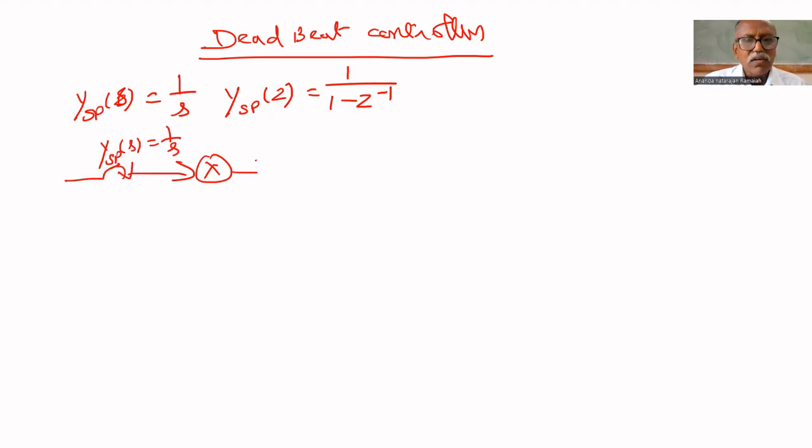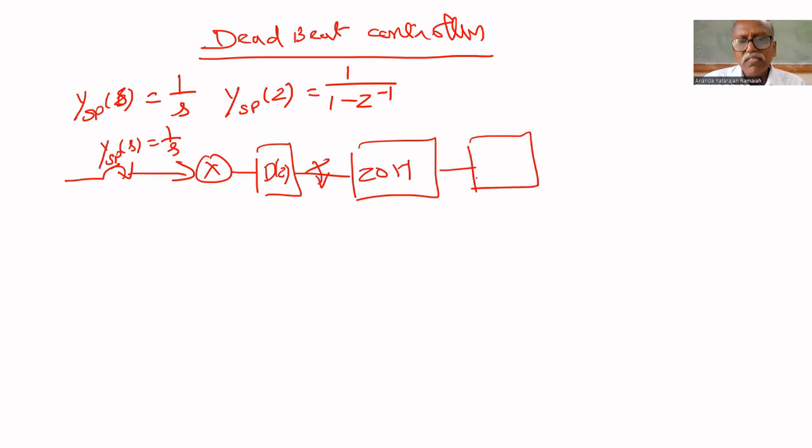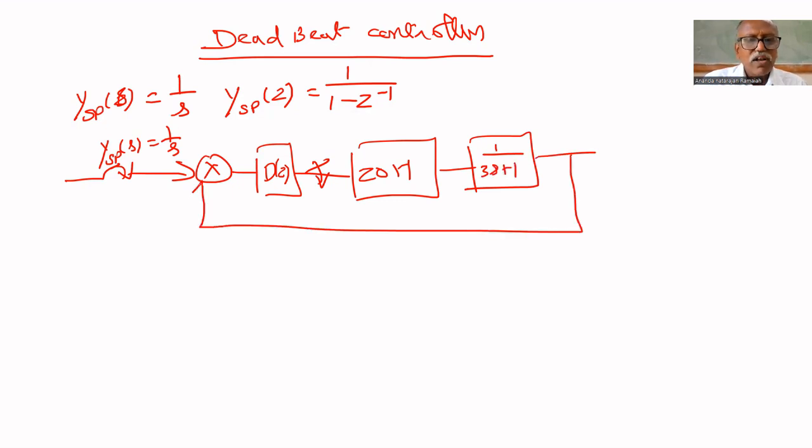A digital controller D of z is there, a zero order hold is there, then a process is there. The process is 1 by 3s plus 1. For that, I have to find D of z. Here also one sampler is there.